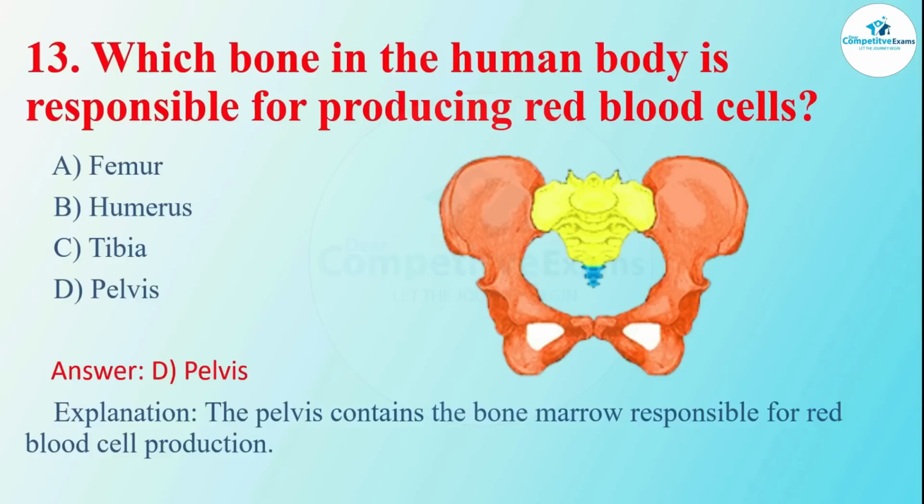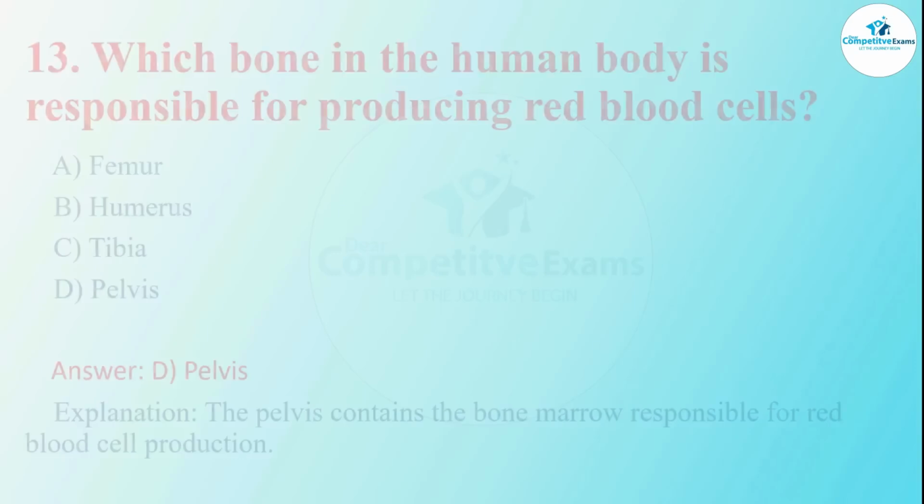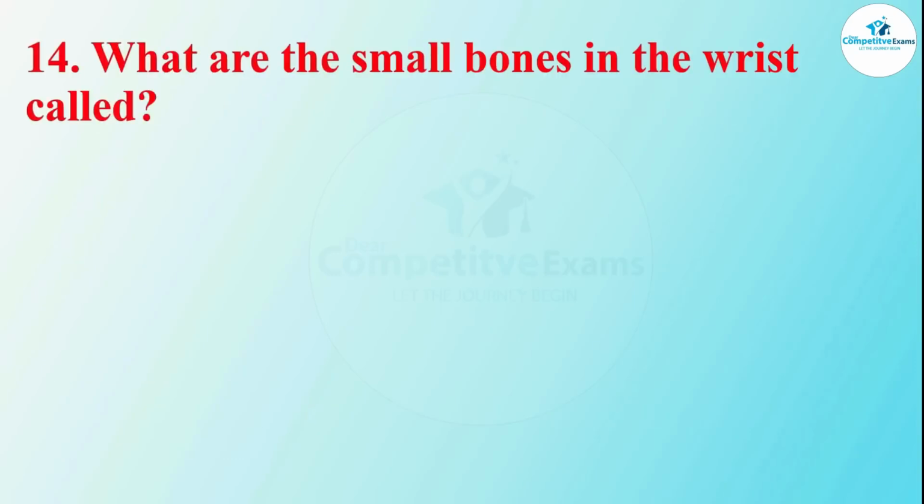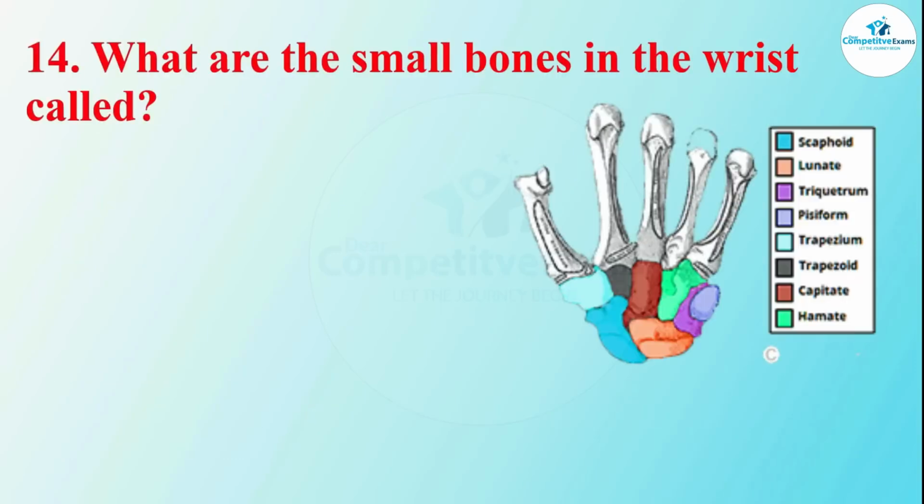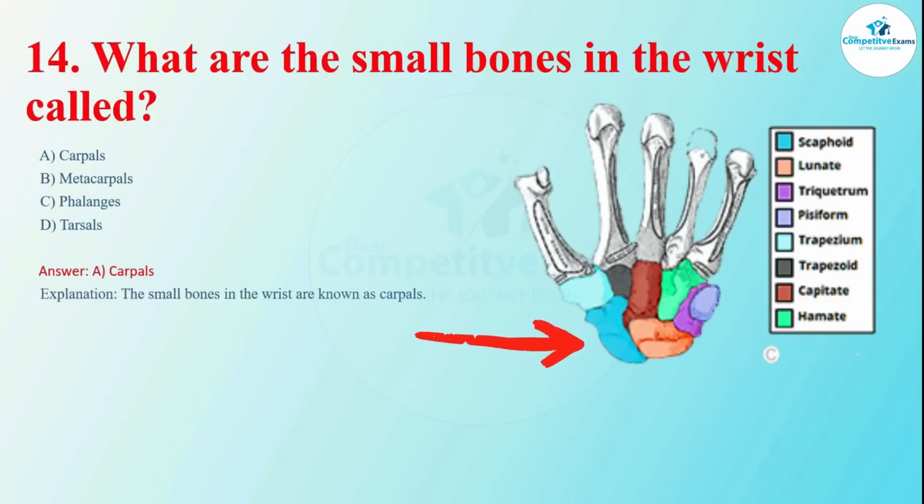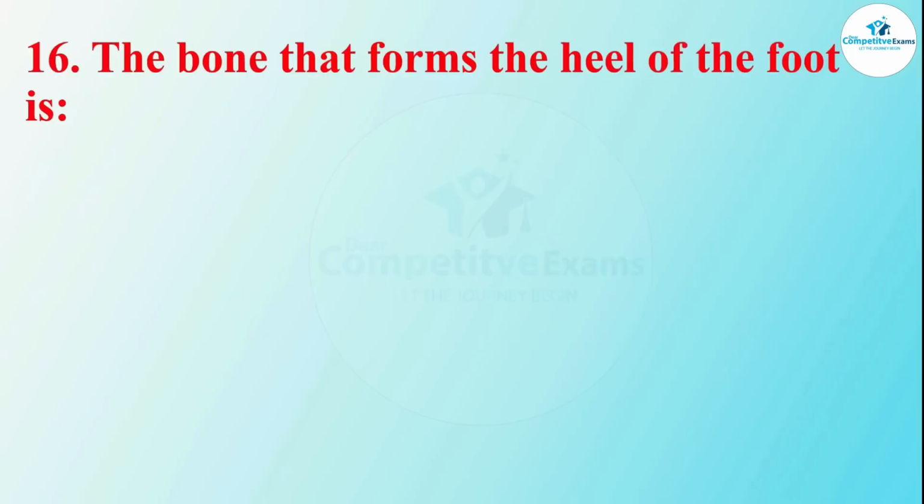Right? Let's move on to question number 14. What are the small bones in the wrist called? So what do you call those bones which are present in our wrist? Your options are carpals, metacarpals, phalanges, or tarsals. Your answer is carpals. Friends, the small bones in the wrist are known as carpals.